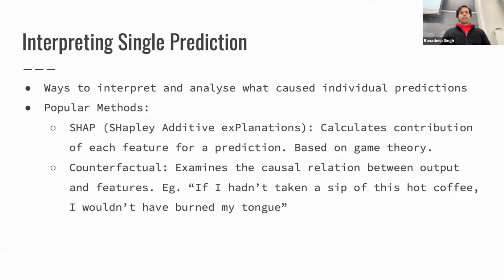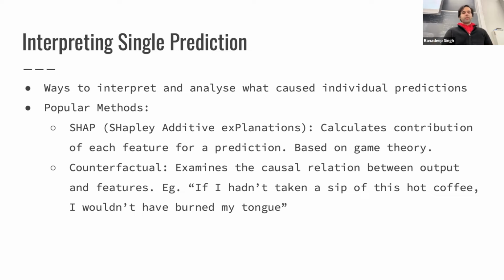One is SHAP. It stands for Shapley Additive Explanations. It's a game theory based method, and it calculates the contribution of each feature for a certain prediction. We'll see this in the demo too. There's a whole visualization for it, and I'll show you in the demo. With SHAP values, you can actually see how much each feature contributed to the end result.